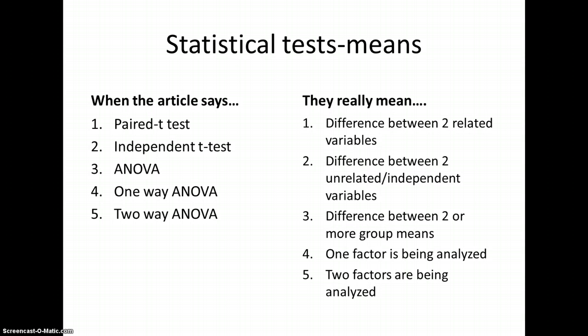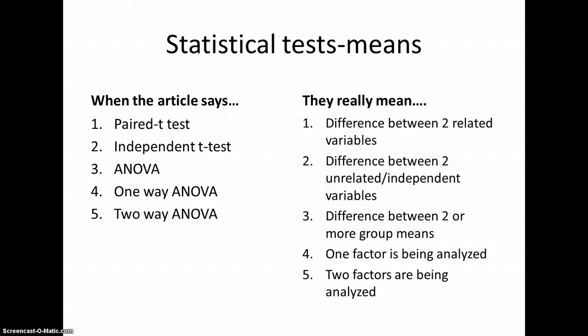So let's talk about statistical tests. All right, and this is when they're testing the difference of means. When the article says a paired t-test, that means the difference between two related variables. The variables are related, therefore they're paired, and they ran a t-test on them. If it's an independent t-test, they're still looking for the difference between two variables, but the variables are independent or unrelated. All right. An ANOVA, which is an analysis of variance, that's the difference between two or more group means. Technically, though, it's really the difference between three or more.